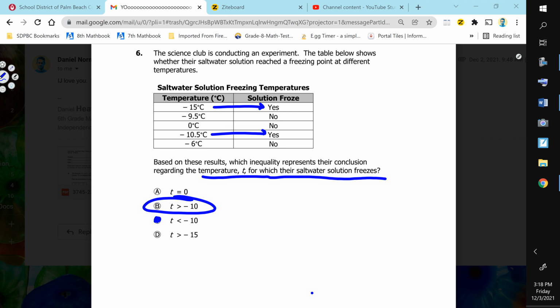This answer is too warm. This answer doesn't make sense because when the temperature equals 0, it's not freezing. And when the temperature is greater than negative 15, yes, that's true for these two, but these are also greater than negative 15, and they don't freeze. So the answer is C. Number 7.